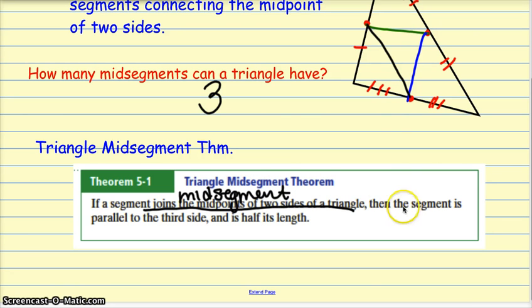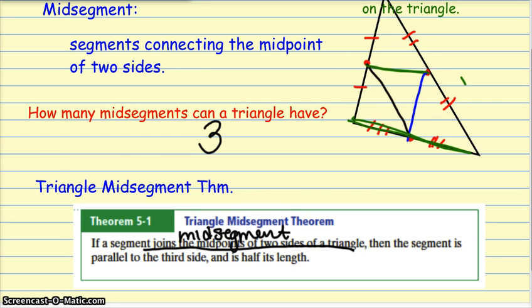So the green midsegment, this green midsegment here, is parallel and half the length to the one here. The blue is half the length and parallel to the third side over here. And the black one is half the length of this long black third side and is also parallel to it.